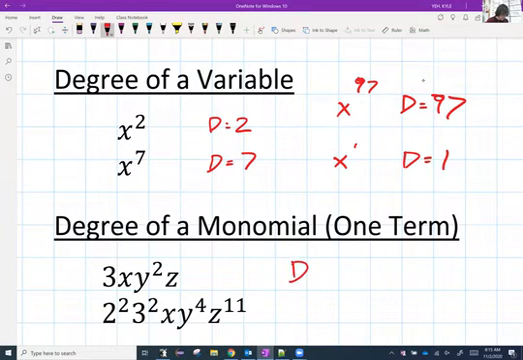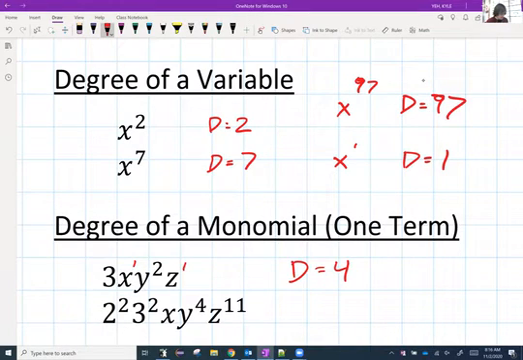So this first one, 3xy squared z, that degree is going to be 4 because we have x to the first, y to the second, z to the first. Those ones are invisible, but they still count. Degree is 4 there. Now notice I said we were going to add up the degrees of each variable. One important thing to know is that number exponents don't count.